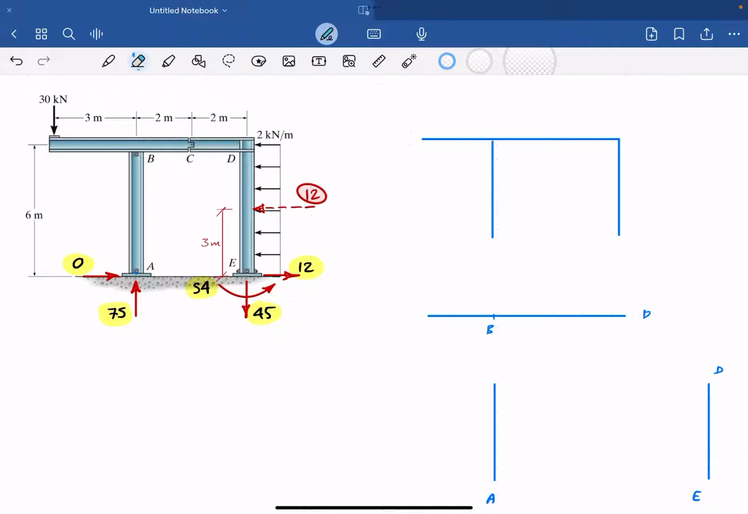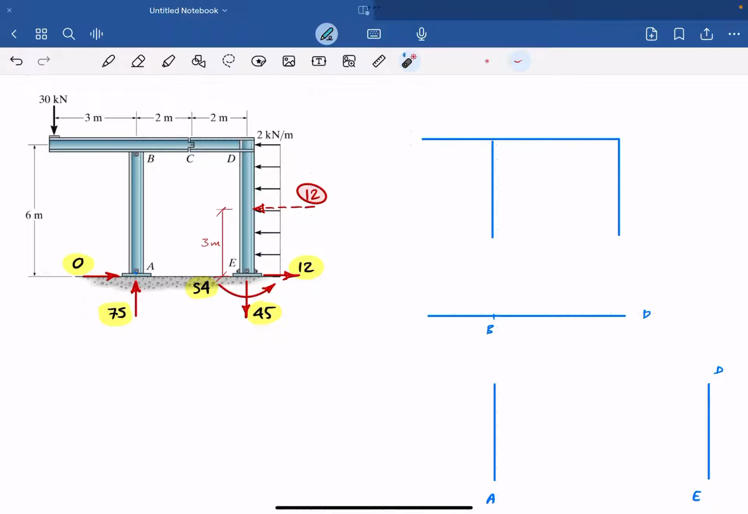Today we are going to have a video about drawing shear and moment in frames. The frame has a horizontal member and two vertical members. We have a fixed support at E, so we have three reactions: X, Y, and moment. There is a pin support here with two reactions. There is an intermediate hinge at B and an intermediate hinge at C. We already calculated the reactions, as you can see: X equals 0, 75, and the moment is 54, and this is Y and X at support E.